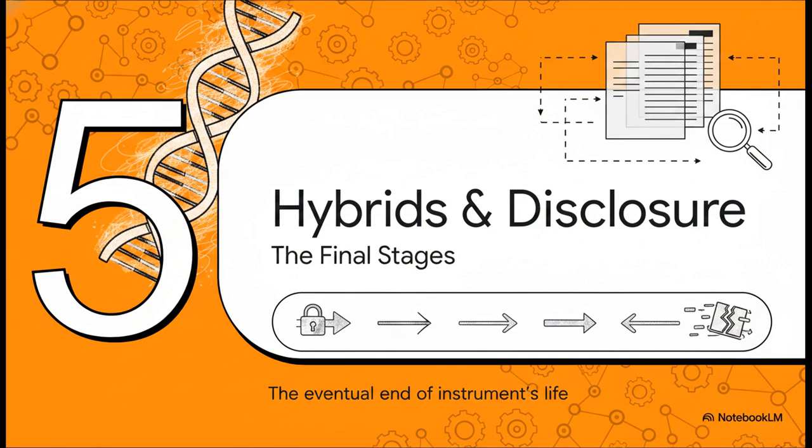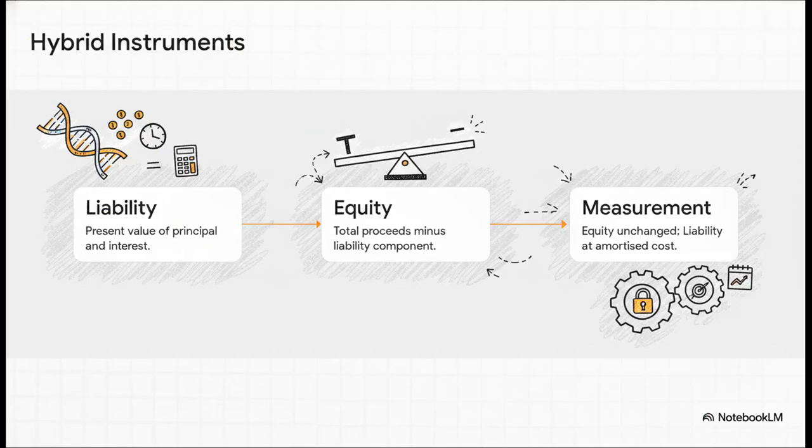And finally, Section 5, Hybrids, Disclosures, and Derecognition. Let's look at a hybrid instrument, something like a convertible bond. When you're dealing with a hybrid, you can't just lump it all together. You have to carefully split its complex DNA into separate liability and equity components, step by step.